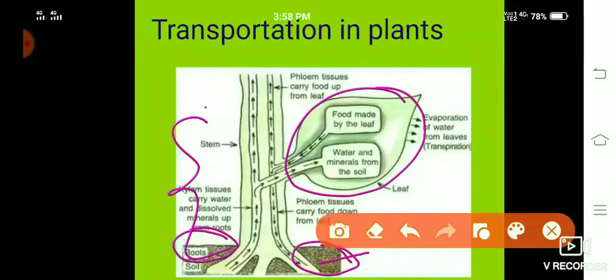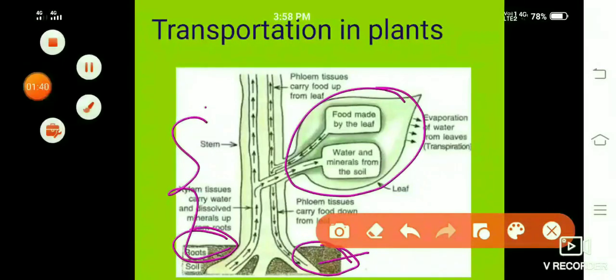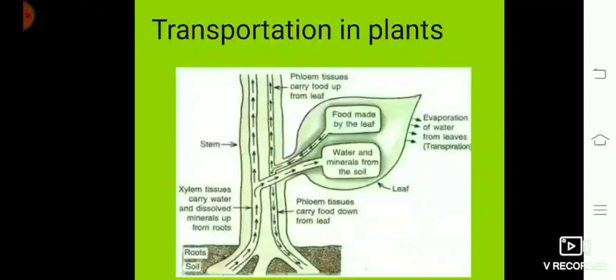Whereas, if the distance is very high, just think about tall trees, big trees. How do they transport all these essential substances? Diffusion will not be sufficient to provide the raw materials to the leaves, and that is not at all possible. So in this scenario, a proper system is required to perform transportation. They require a transport system, isn't it?